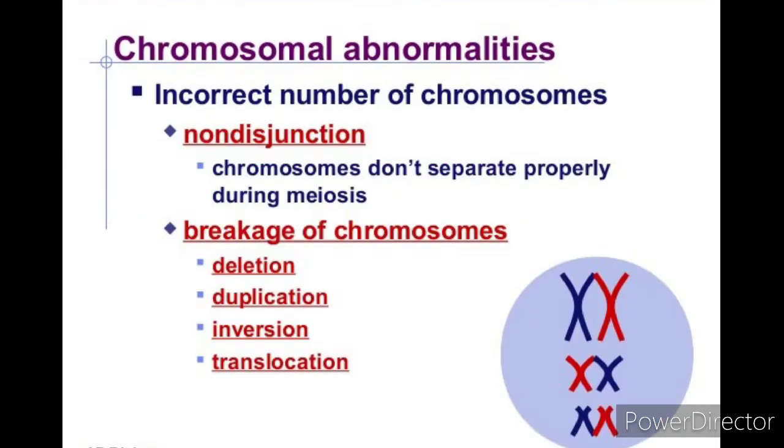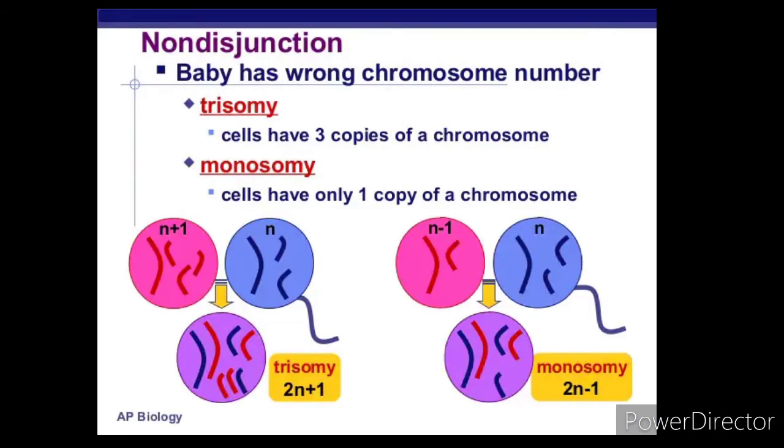Chromosomal abnormalities are an incorrect number of chromosomes. Nondisjunction is when the chromosomes don't separate properly during meiosis. The breakages of chromosomes are deletion, duplication, inversion, and translocation. With nondisjunction, the baby has the wrong chromosome number. Trisomy is when the cell has 3 copies of a chromosome, while monosomy is when the cell has only 1 copy of a chromosome.